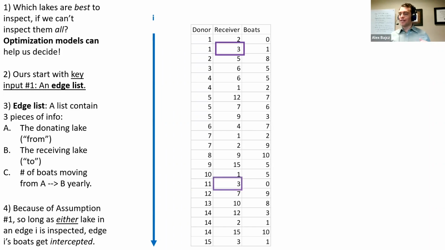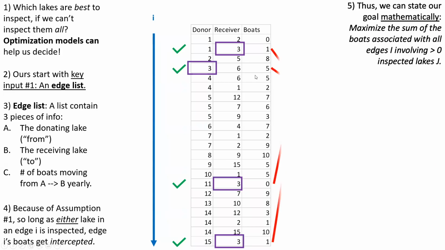This actually allows us, oh, I should say here's an example. Let's say we knew we were inspecting lake number 3. We could go to this edge list now and find every one of the rows that contains lake number 3. And we could say we are successfully intercepting boats along all 4 of these edges. These 3 where lake 3 is the receiving lake, and this one where lake 3 is the donating lake. We could then add those numbers up and figure out how many boats we're actually intercepting.